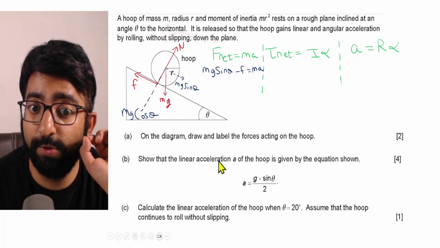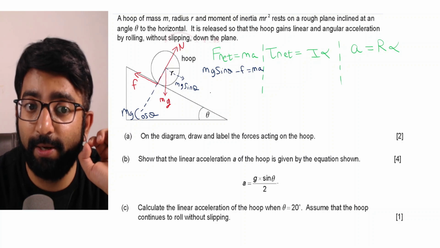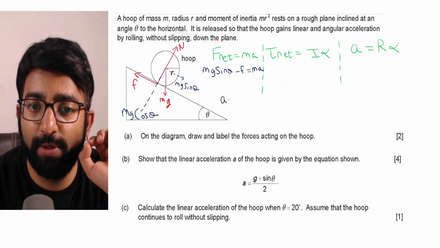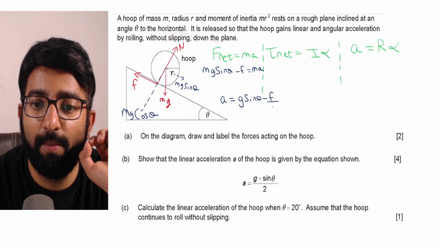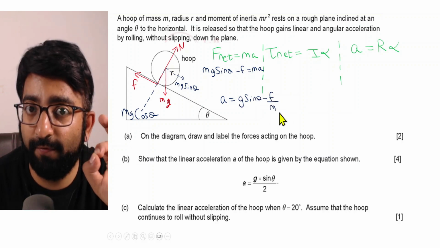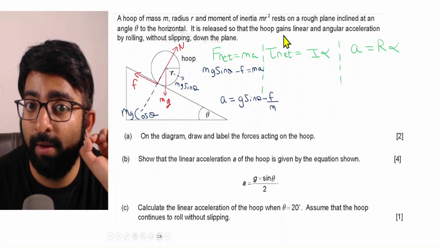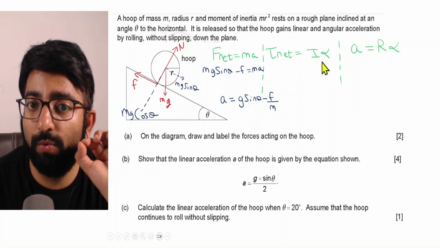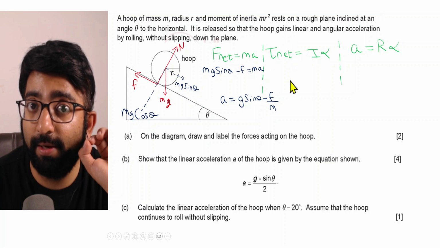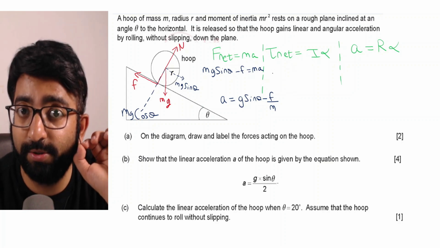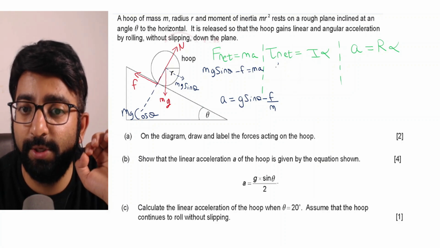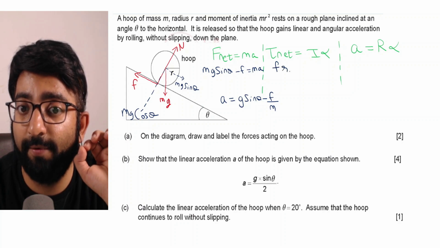And now, since we are supposed to find the acceleration of the hoop, let us try to make a the subject like we had done earlier. So the expression for a will become g sine theta minus friction upon m. So that's the equation which we get from F net is equal to ma. Now coming to the net torque is equal to I alpha. The net torque, like we discussed earlier, is just the torque due to friction, which is F r sine 90. So we write F into R, that will be equal to I into alpha.